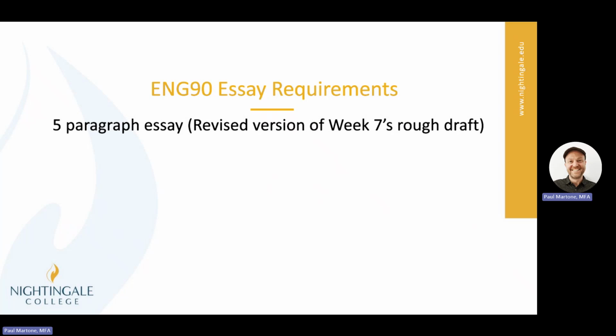What are the essay requirements for English 90? A 5-paragraph essay. Keep in mind that means that you must have 5 well-developed paragraphs, not 4, not 6, but 5. The revised version of week 7's rough draft. The first paragraph is the introduction, and it includes your thesis statement. You then have 3 body paragraphs, each of which begins with a topic sentence that functions as a sub-argument that branches out of the thesis. You want to make sure that all 3 of those body paragraphs are well developed, following the guidelines for body paragraphs in the final essay rubric.